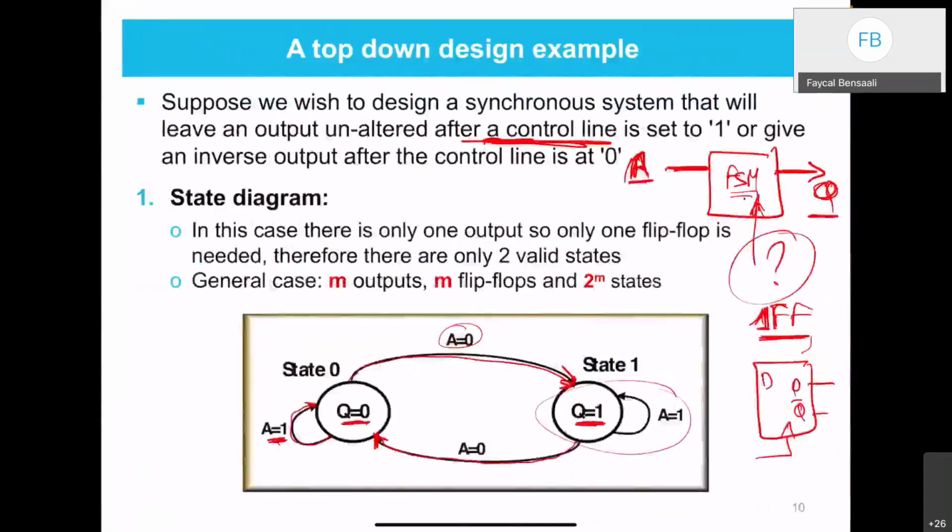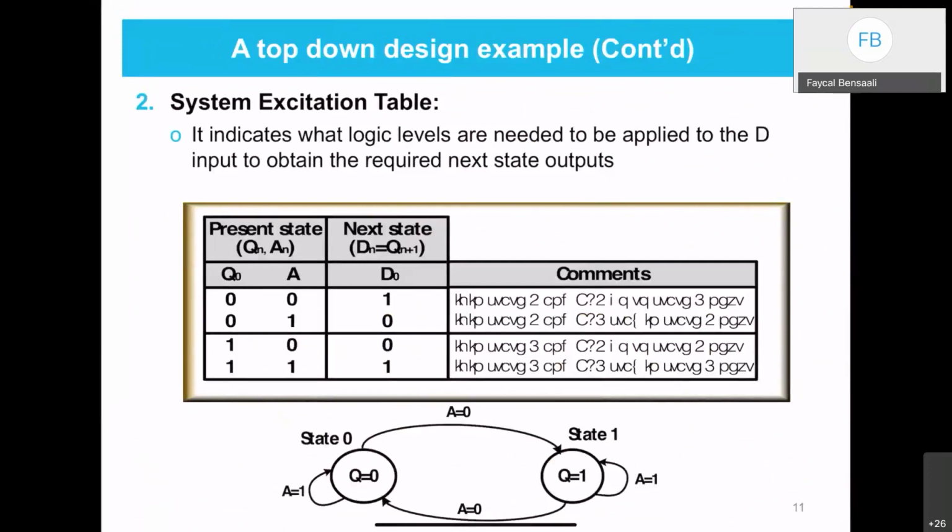Next, I will use the state diagram to get my excitation table. In my excitation table, I should, in addition to the Qs, which I put here, include all other inputs that I might have in my circuit. In my circuit, I have only A. And then the output will be Dn.